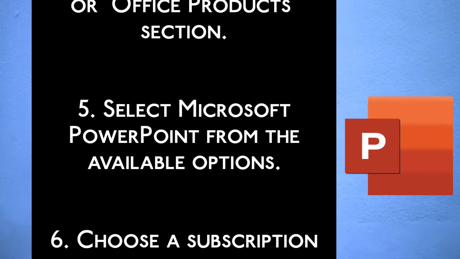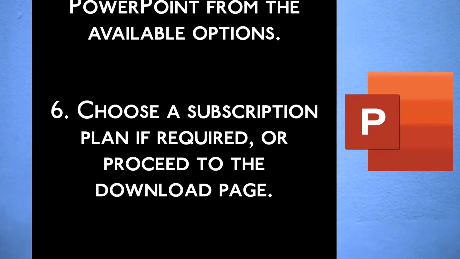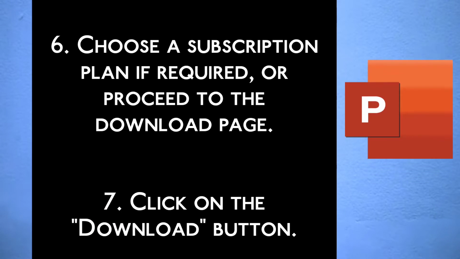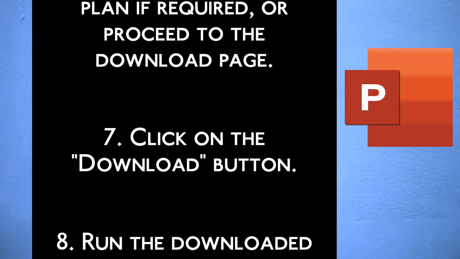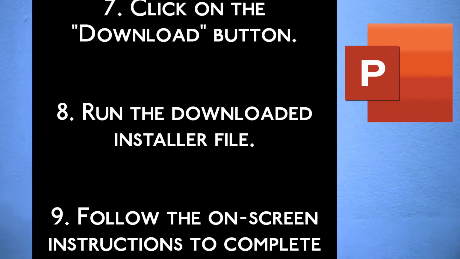Step 5. Select Microsoft PowerPoint from the available options. Step 6. Choose a subscription plan if required or proceed to the download page. Step 7. Click on the download button. Step 8. Run the downloaded installer file.